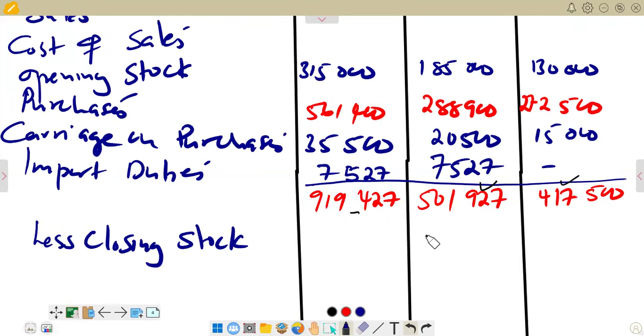So for clothing, 280,000. And the other one that we have is 195,000 for toys. And remember, we are saying less here, subtracting, so you can show it in brackets. But if you add the two, see that the total becomes 475,000.